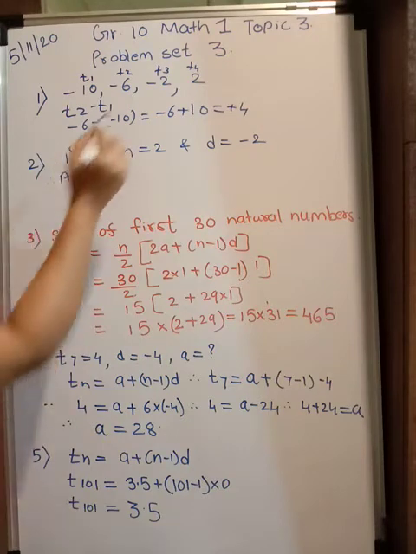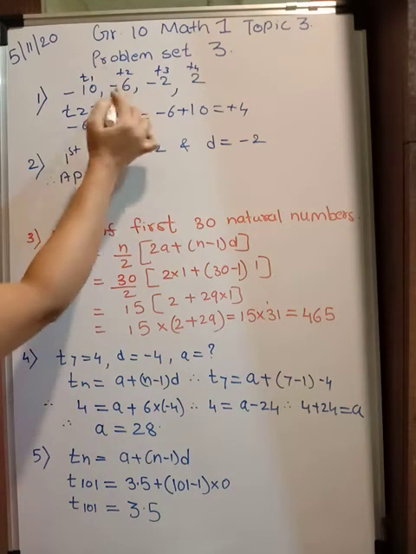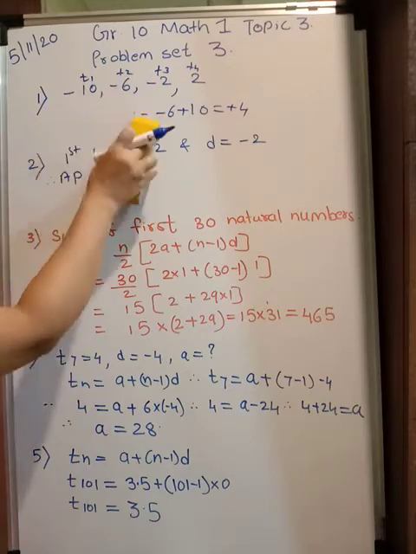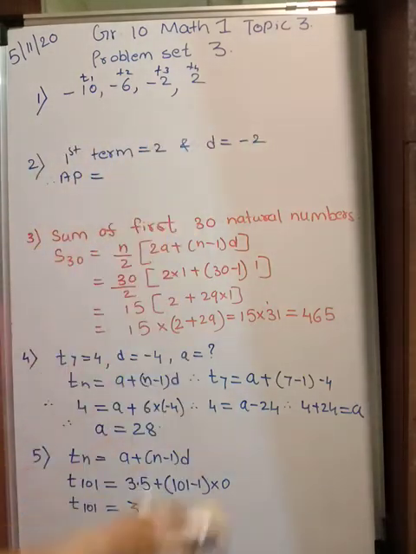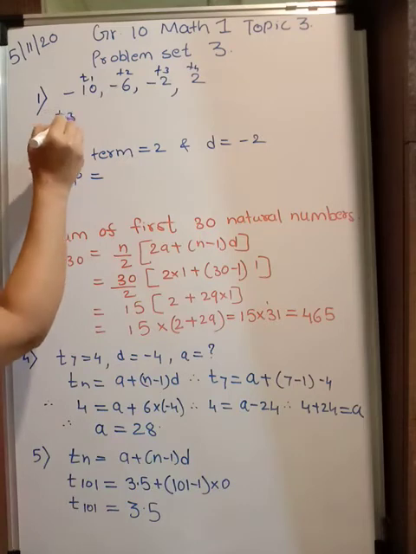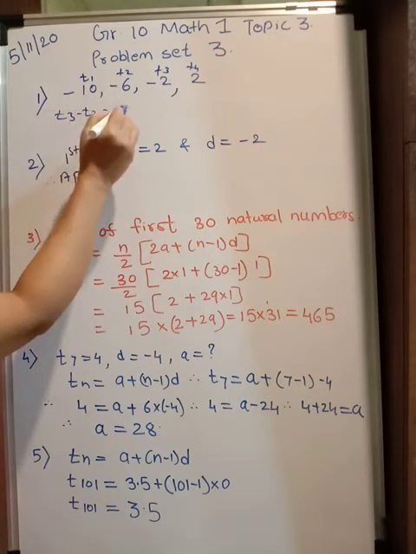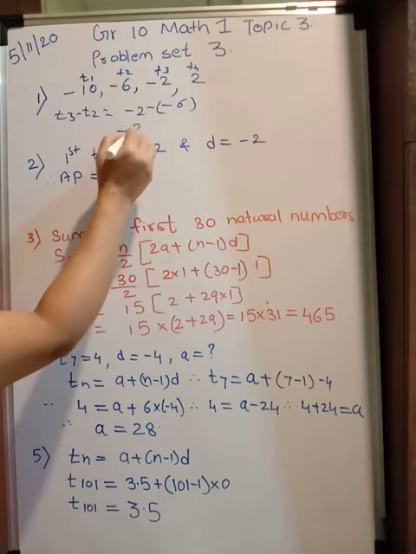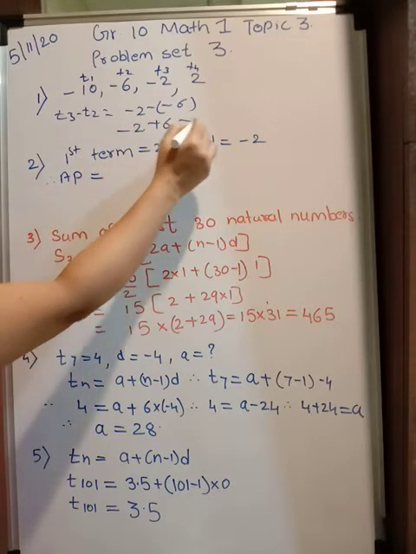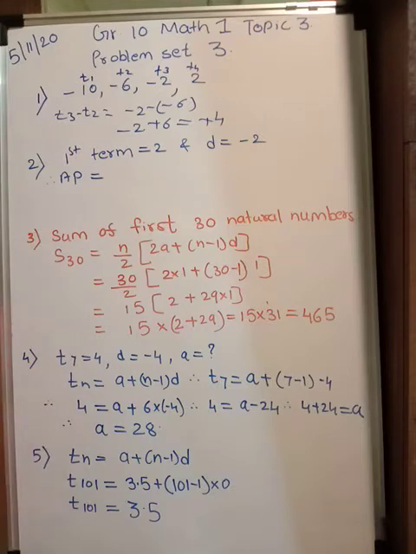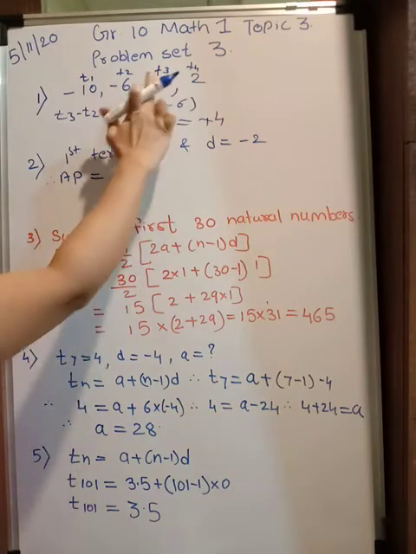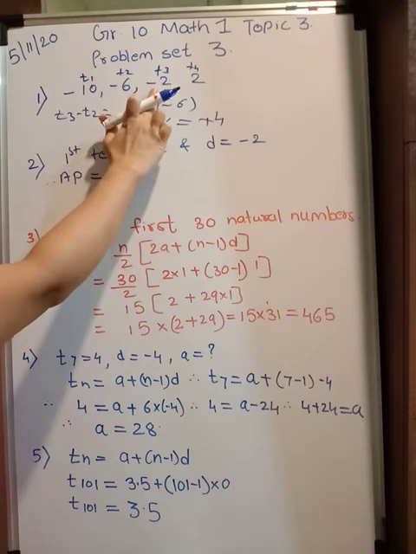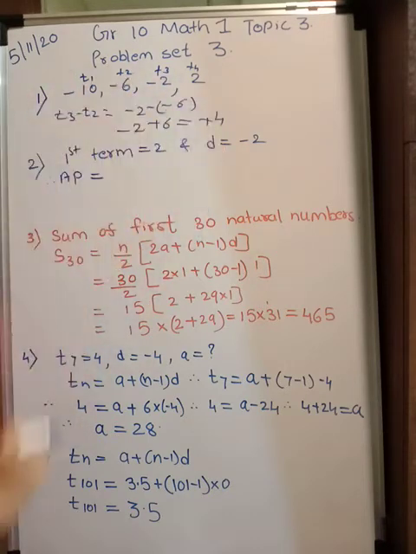The difference is +4. Now for the second, let us calculate T3 minus T2. That is -2 minus -6, so -2 plus 6, which again equals +4. And last, 2 minus -2, that is 2 plus 2, which will again be +4.